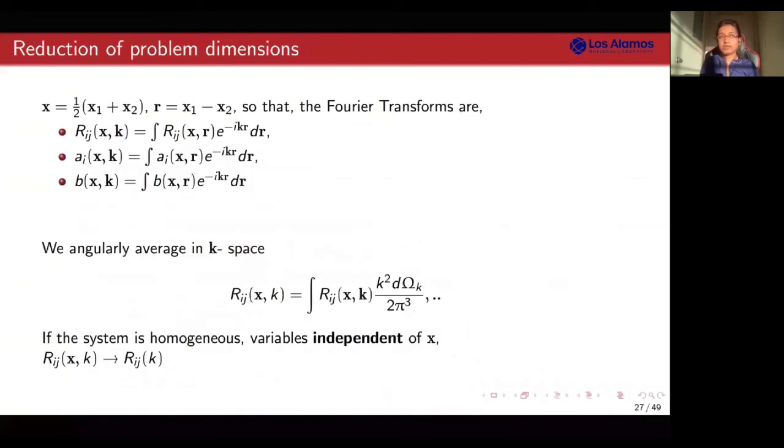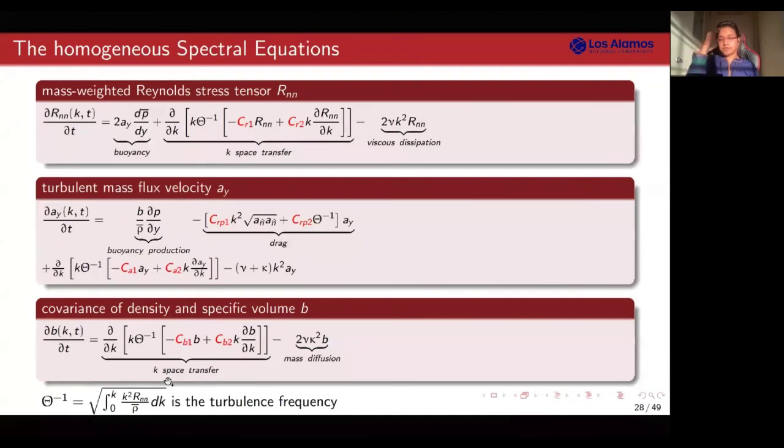Now, as I said, our model takes 2 minutes compared to the 8 months in DNS. How do we achieve that efficiency? There is a reduction in dimensionality in our system. This is how we reduce the dimensionality. We define all the variables in terms of center of mass and separation coordinates, and then we take a Fourier transform of the variables. After that, we angularly average the variables in K-space, assuming isotropy. After angular averaging, we go from a vector K to a scalar K space, and thus we have reduced the dimensions. Also, since the system is homogeneous and translationally invariant, we can drop the center of mass coordinate. So essentially, we have all the variables dependent on the scalar wave number K. So we went from a 3D system to a 1D system, which is more efficient.